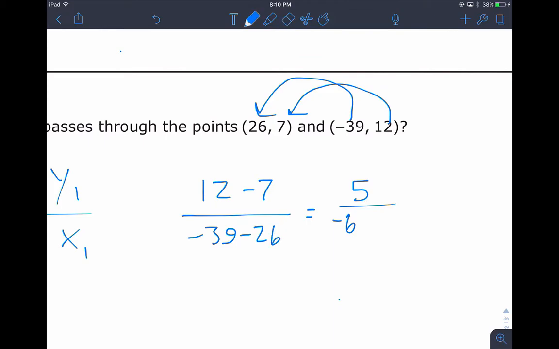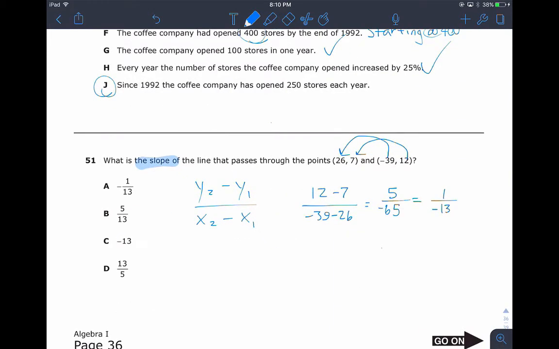There we go. Okay, so now we should do this here. Now it should be negative 65. There we go. All right, so then when you reduce it down, you're going to get 1 over, I think that goes in maybe 13 times, negative 13. Hopefully that's an answer choice. Oh, yeah, there we go. So option A right there. So, yeah, pretty straightforward on that one.